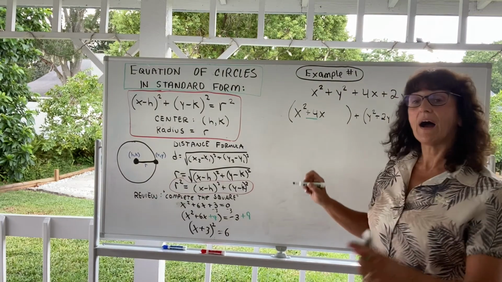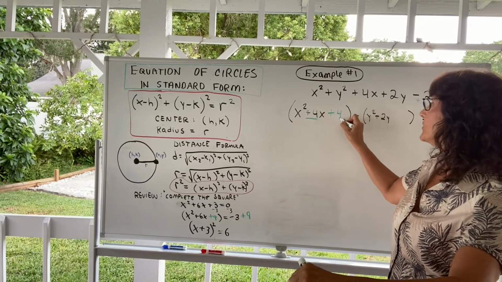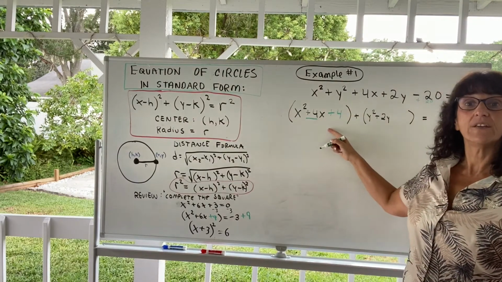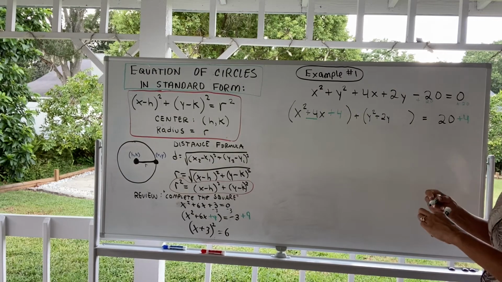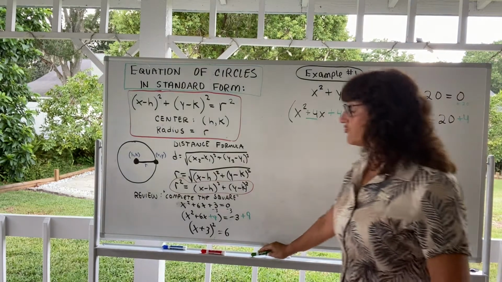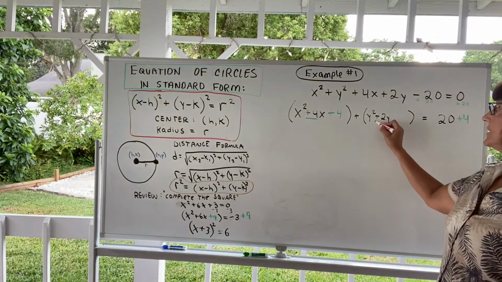Take half of positive 4, which is positive 2, and square it. So you get a plus 4. Whatever you do to the left side of an equation, to keep everything balanced, we have to do to the right. Now we have to complete the square again with the y terms. How do we complete the square?